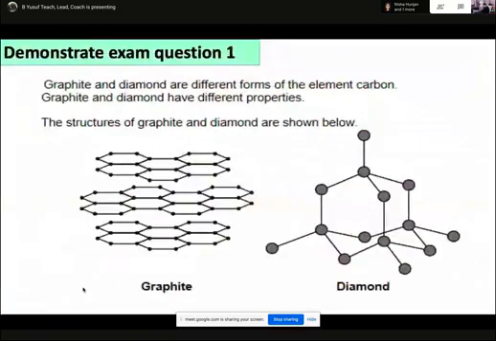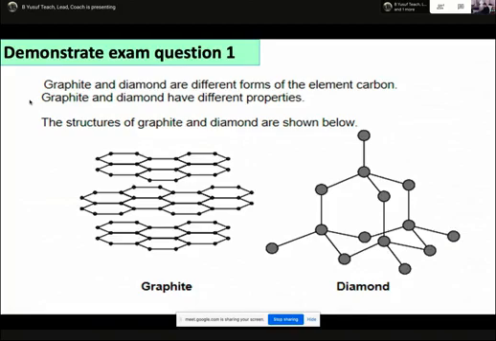Now, with this, we can actually, believe it or not, apply this to an exam question. We've got two parts to this. To demonstrate exam question 1, you've got two images, two forms of carbon, allotropes, graphite and diamond that we looked at before, and we'll read this question. Graphite and diamond are different forms of the element carbon. Graphite and diamond have different properties. The structures of graphite and diamond are shown below.